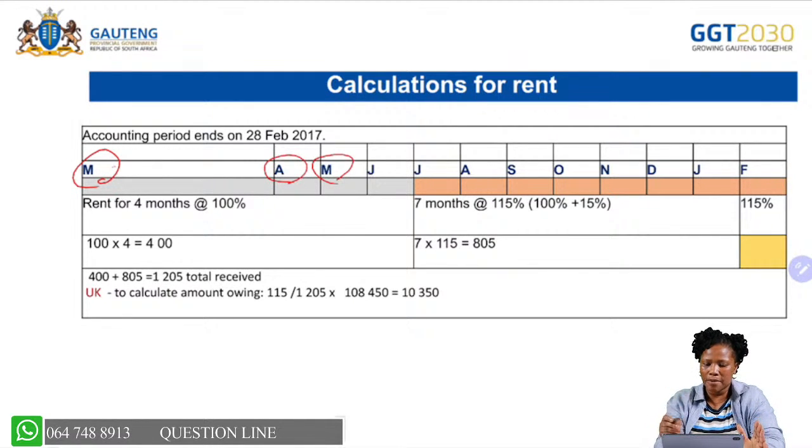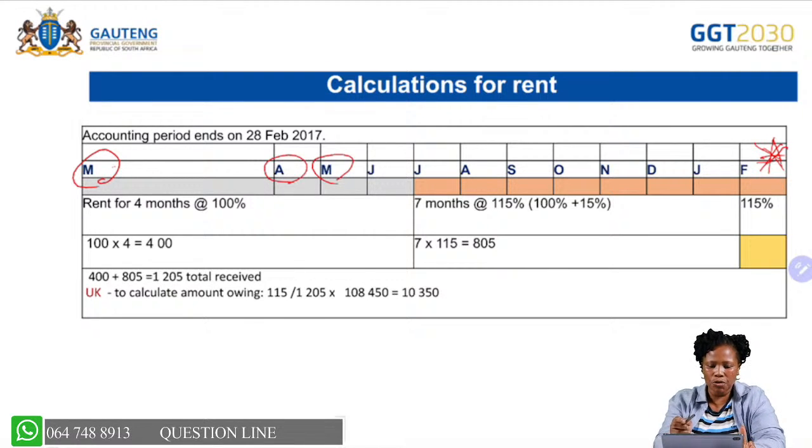But I want you to remember that February is our cutoff point. This is where our year ends. Remember that we have not received any rent for February, but we included that because it is an income that has been earned during the financial year.